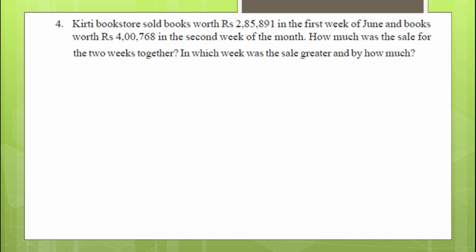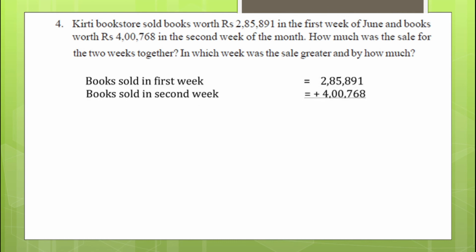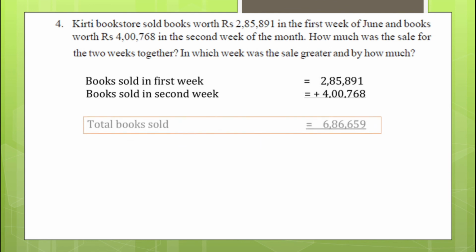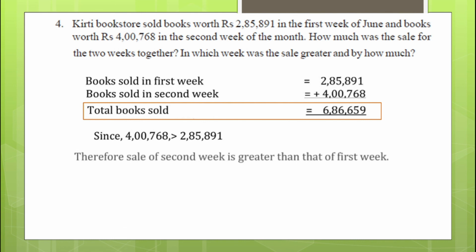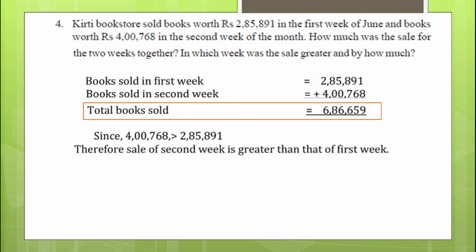Then write down the given: books sold in the first week, 2,85,891. Books sold in the second week, 4,768. Then total books sold. Total books sold means we have to add these together. Then we will get 6,86,659. Since the 4 lakh part is greater, we can say the second week is more. Therefore, the sale of the second week is greater than that of the first week.